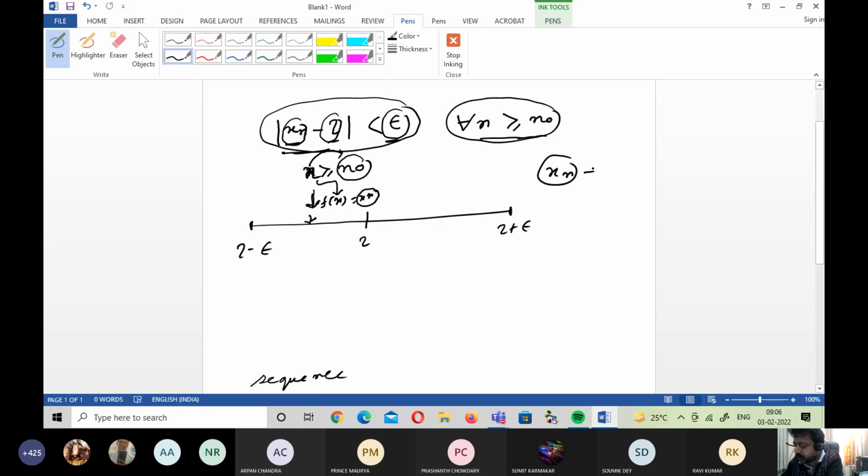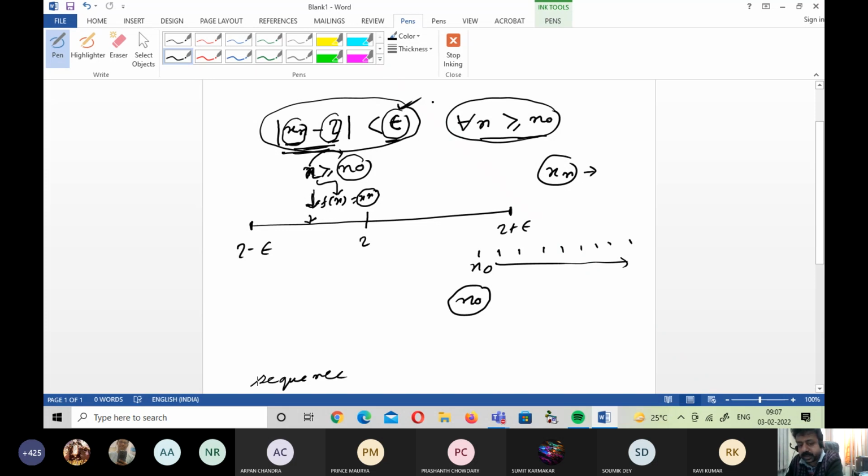Sir, what is n0? n0 is some fixed value. After that, if you go beyond n0, suppose n0 is some fixed value, then n0 plus 1, 2, 3, 4 up to infinity, always the absolute difference between xn and L will be less than some small number, that is epsilon.